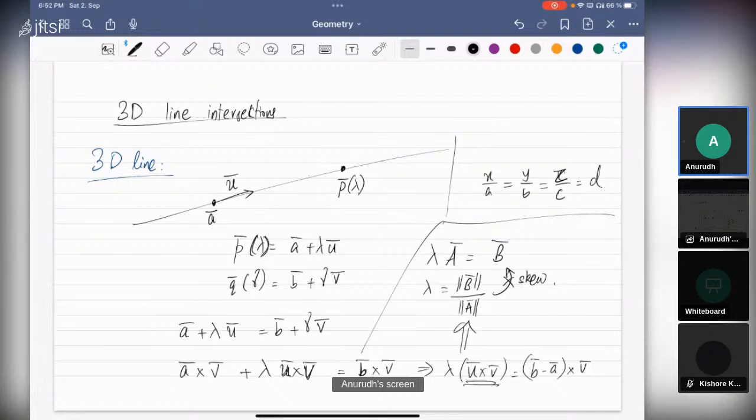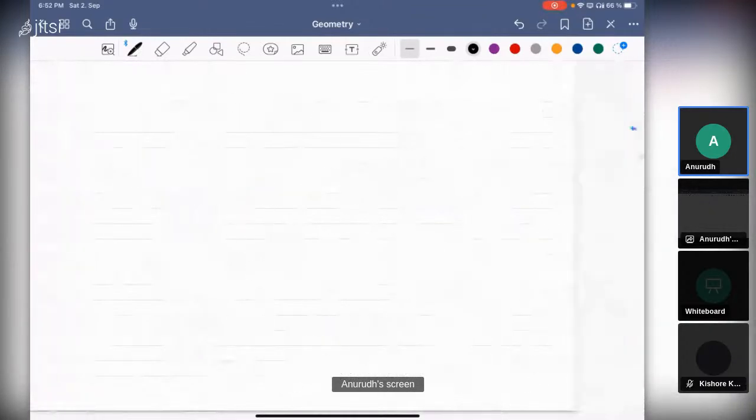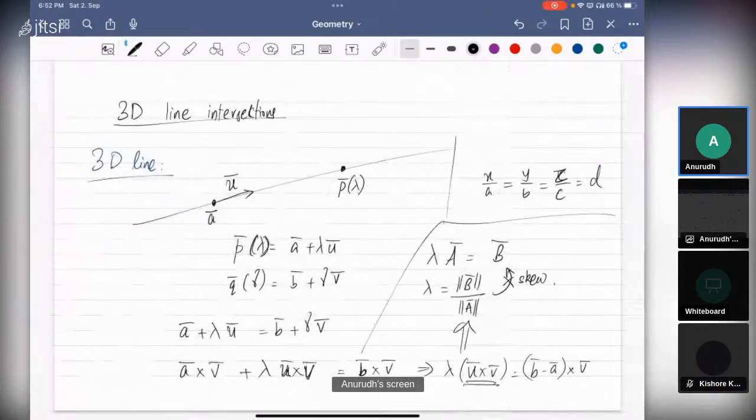Yes, for 3D line intersection, it's almost the same procedure, except that we get these cross products, which are vectors. So you just need a little more trickery to finally solve them and extract the value of lambda correctly. Sorry, one more thing. So this is approach one.